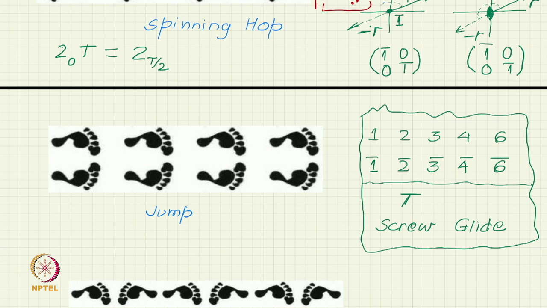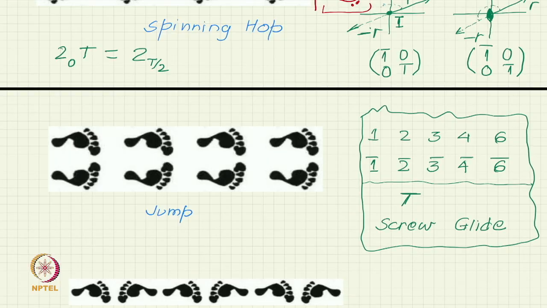There can be composite operations. So for example, you can combine a screw rotation with a glide reflection and get something new, but the components are known. We anyway know that if screw is a symmetry of the crystal and glide is also a symmetry of the crystal, then the space group is again the symmetry group, and by the closure property of the group any combination of the operations has to be some operation.